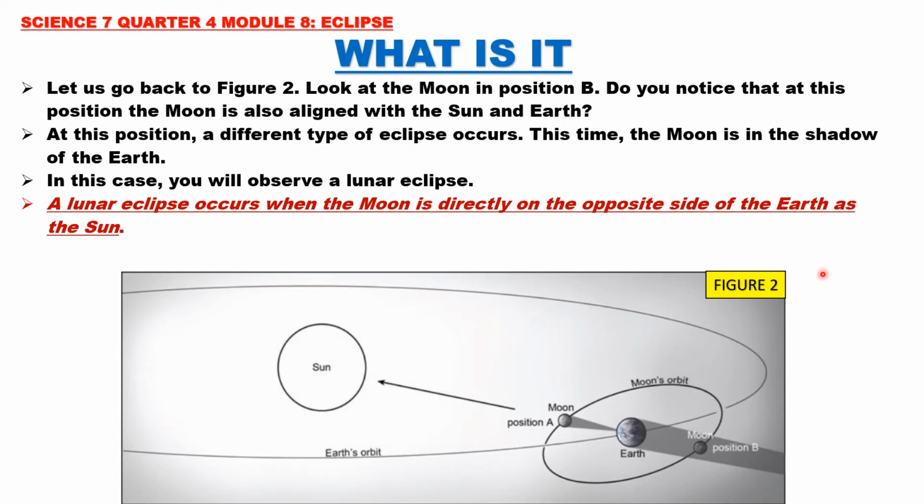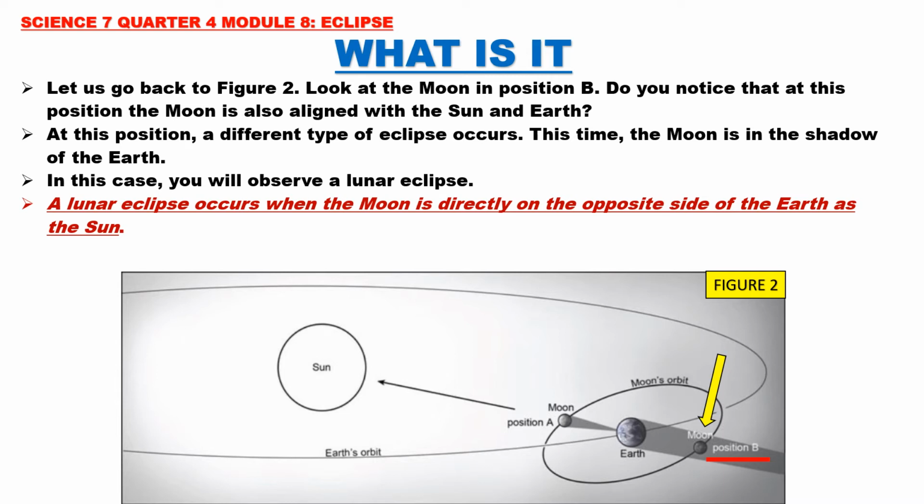Let us go back to figure 2. Look at the moon in position B. Do you notice that at this position, the moon is also aligned with the sun and earth? So in position B, the moon, earth, and sun are in a straight line. At this position, a different type of eclipse occurs. This time, the moon is in the shadow of the earth. In this case, you will observe a lunar eclipse.